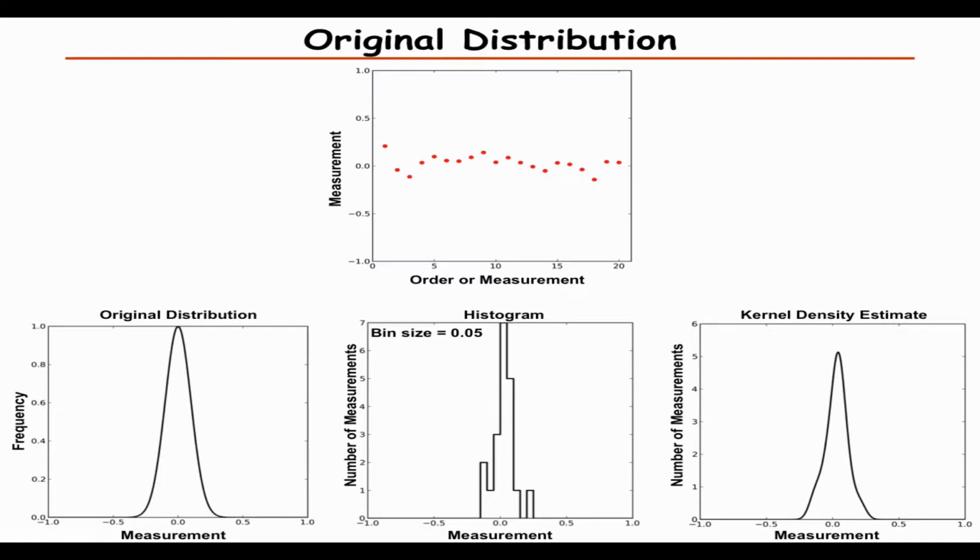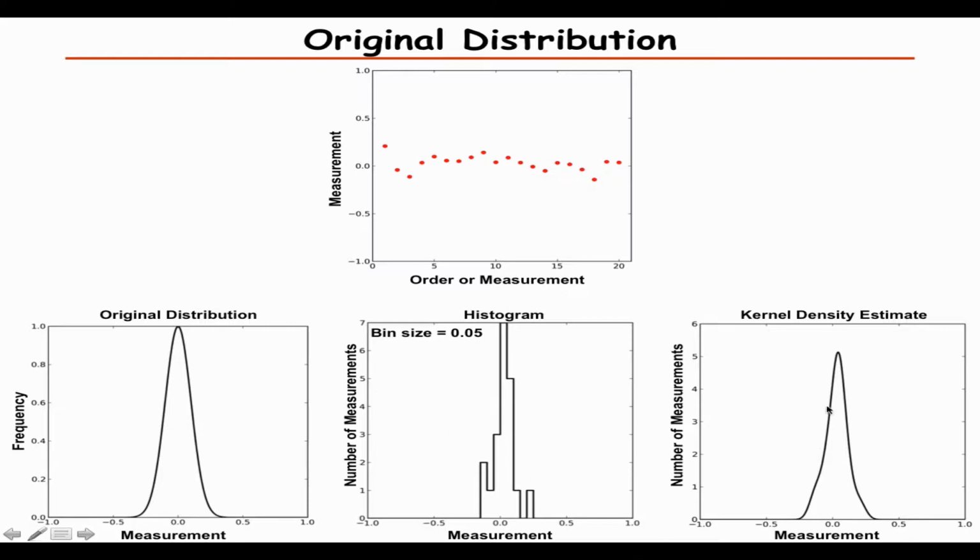So now this is just the summary of this data. We had these 20 data points. First we just looked at them in the order they were measured to see if there were any systematic trends or systematic errors that were introduced. Then we looked at making a histogram and the kernel density estimate of the same data. Now we can compare this to the original distribution, which in this case just comes from a normal distribution with a mean of 0 and a standard deviation of 0.1.